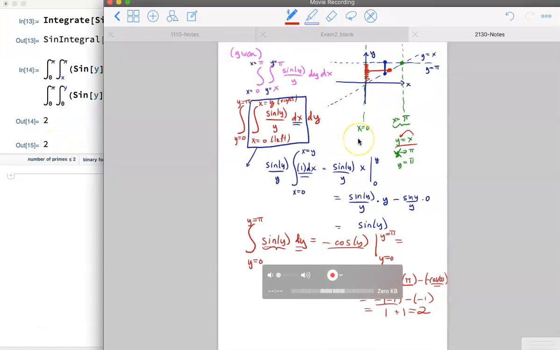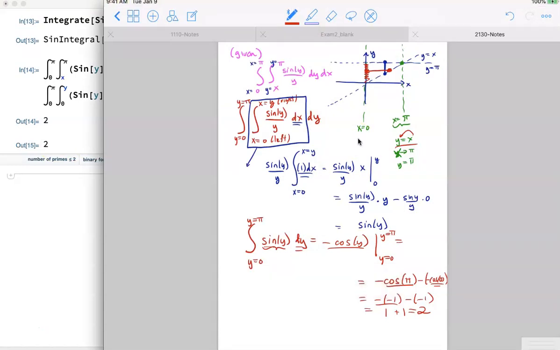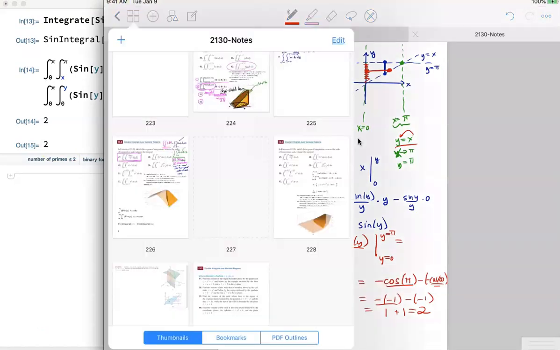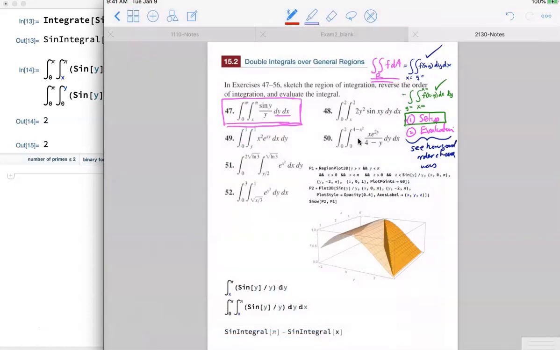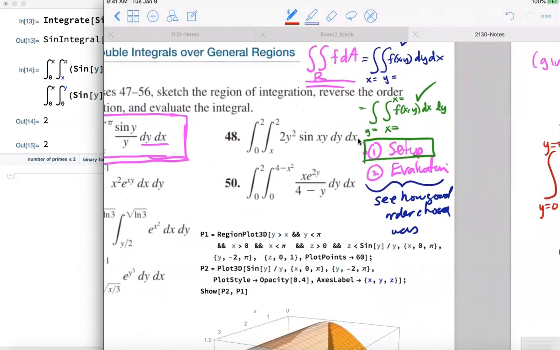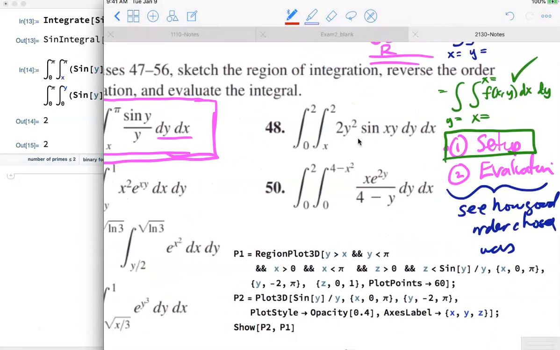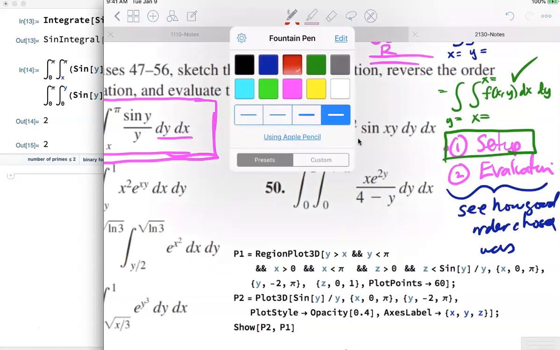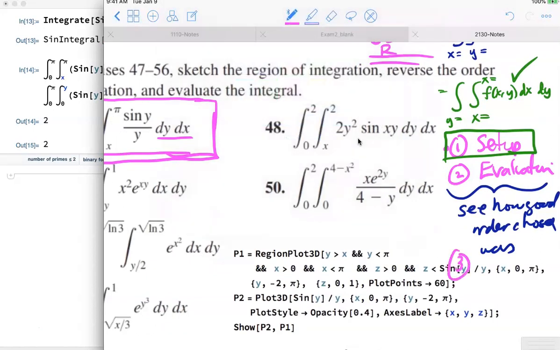Okay. Now, the next question is, we always have a third step, right? There is the setup phase, there's the evaluation phase, and then there is the interpretation. So we have to interpret. What did we just compute?